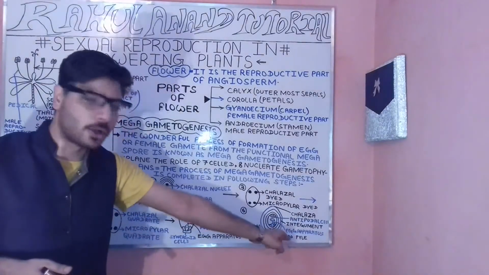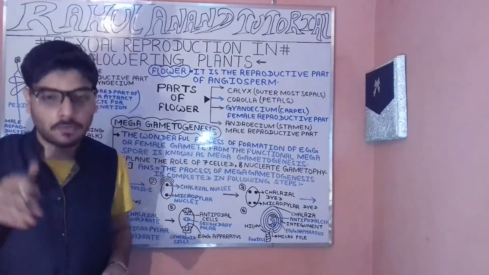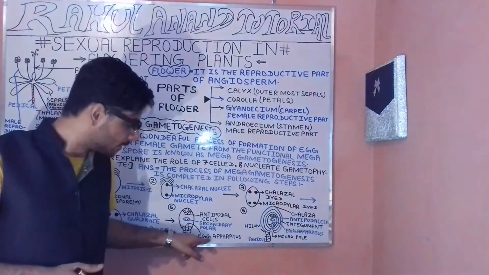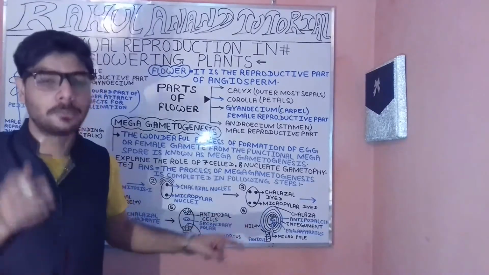So likewise here, the micropylar end, as well as another component such as what? Such as the egg apparatus, often the synergid cells. So here: synergid cells, the egg apparatus, secondary polar, as well as the antipodal. We will be understanding about this now in terms of detail.